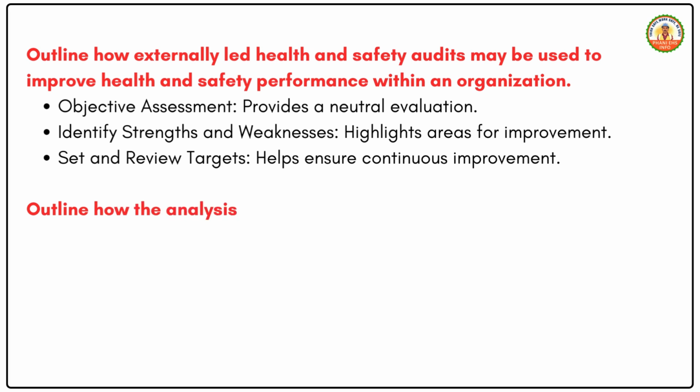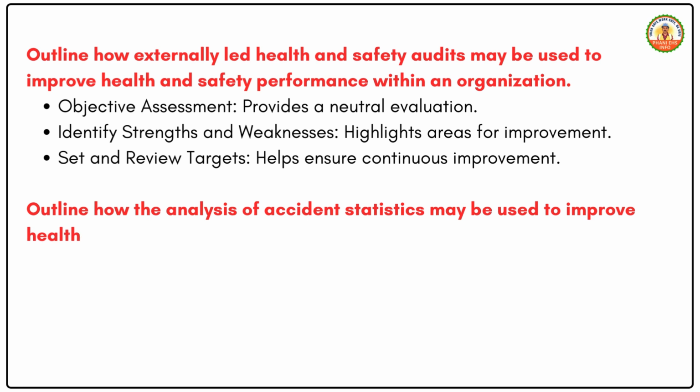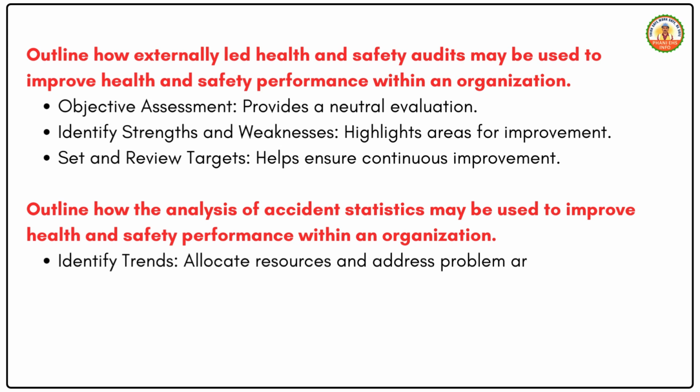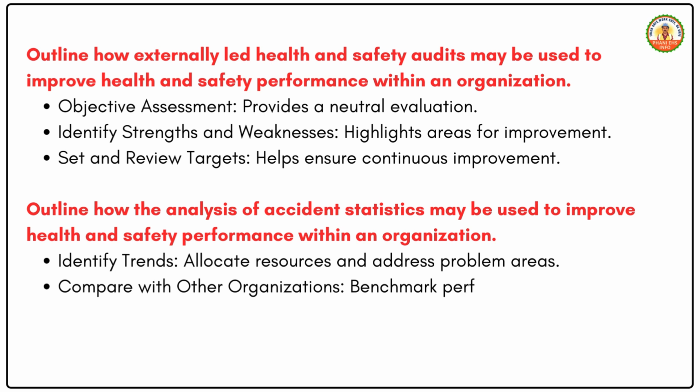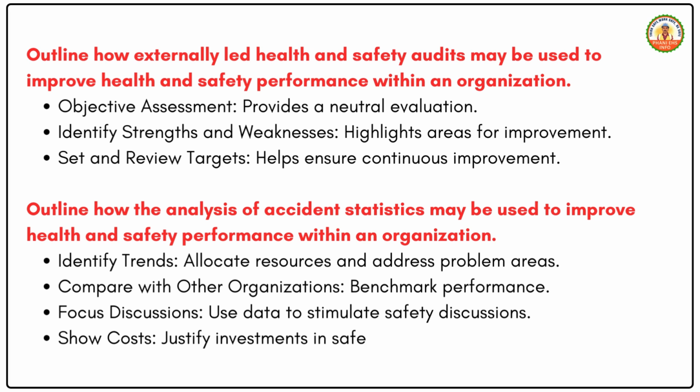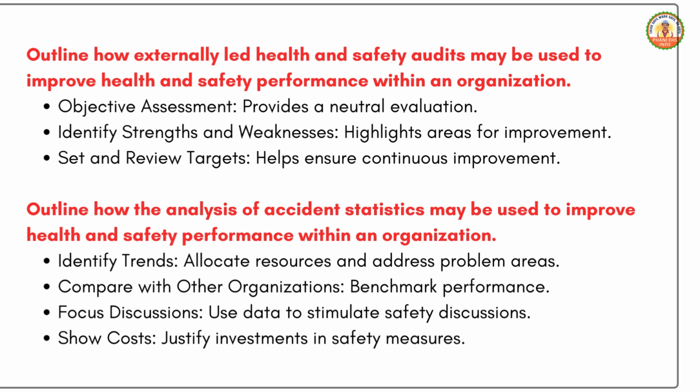Outline how the analysis of accident statistics may be used to improve health and safety performance within an organization. Identify trends, allocate resources and address problem areas. Compare with other organizations, benchmark performance. Focus discussions, use data to stimulate safety discussions. Show costs, justify investments in safety measures.